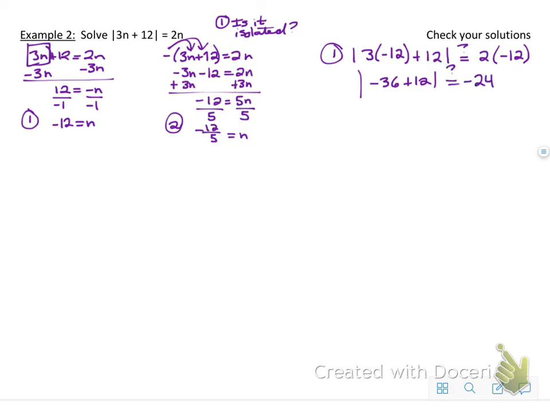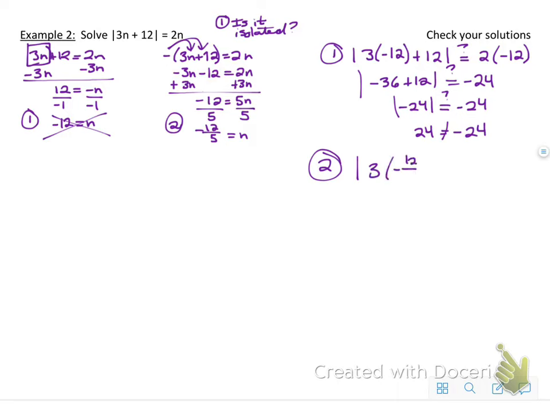Well, negative 36 plus 12 is negative 24. So maybe that would work, except that the absolute value of any number is going to be a positive number. So these will never, ever be the same. So this over here, that's not an answer. Now, because of that, let's do the second one.